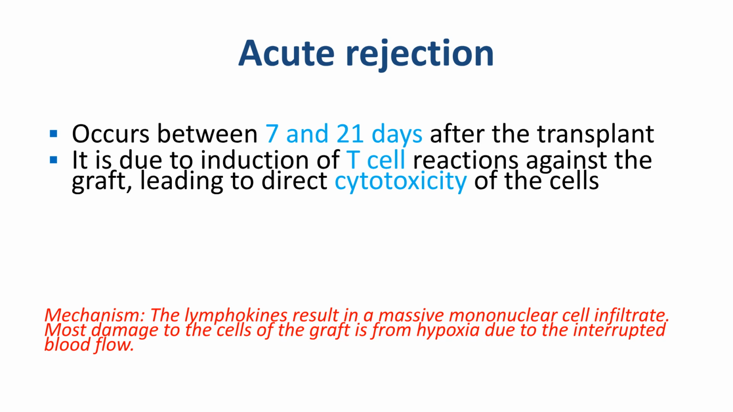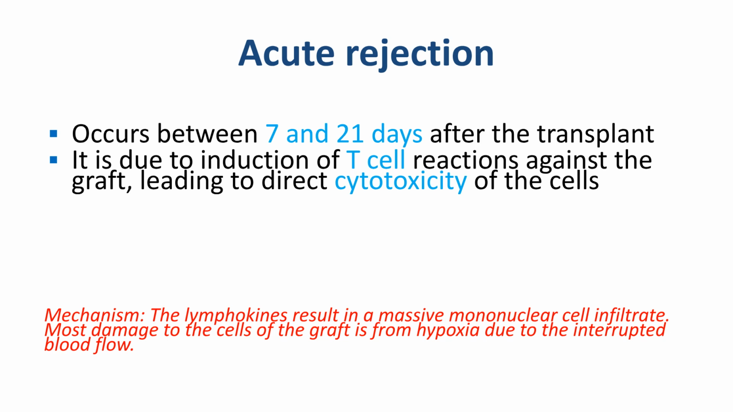Recipient T cells recognize donor MHC molecules on the graft cells as foreign. This recognition can occur directly, where recipient T cells recognize intact donor MHC molecules on donor antigen-presenting cells, or indirectly, where recipient APCs present donor antigens to recipient T cells. This recognition leads to direct cytotoxicity. Cytotoxic T cells become activated and directly attack graft cells, displaying foreign MHC molecules.